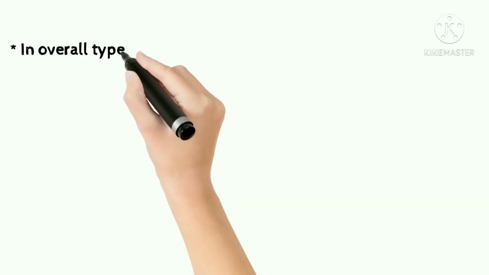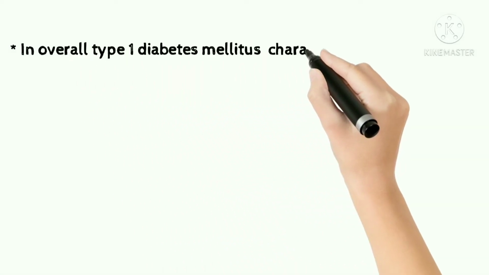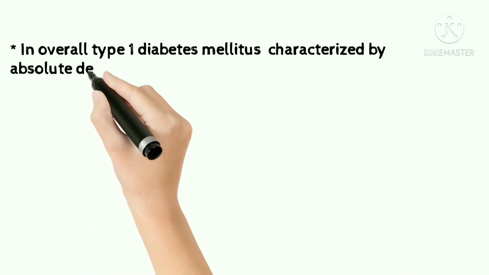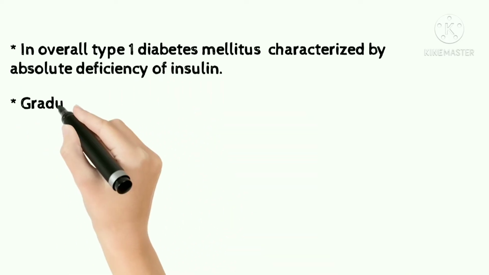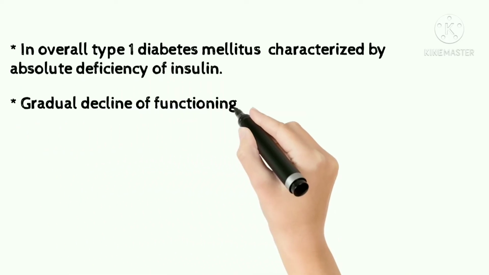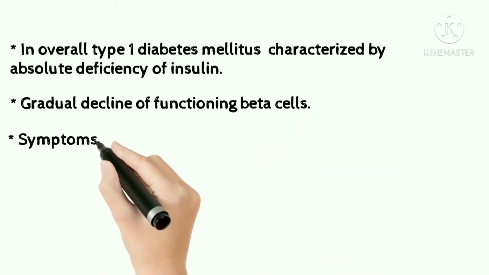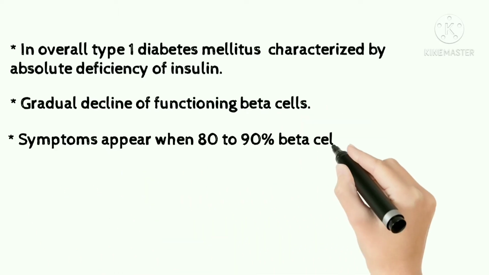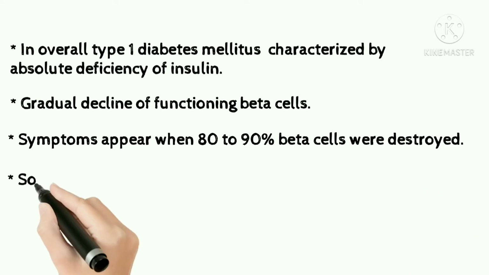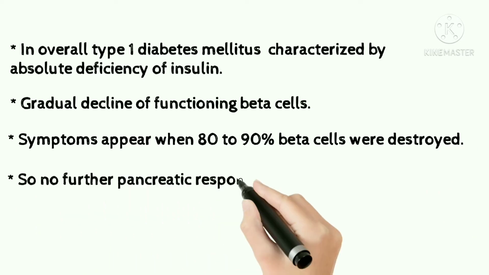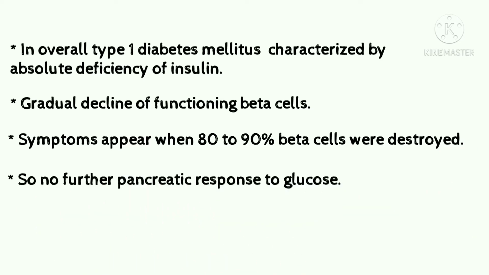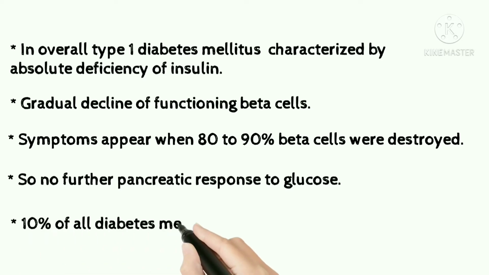Overall, type 1 diabetes mellitus is characterized by absolute deficiency of insulin and gradual decline of functioning beta cells. Symptoms appear when 80 to 90% of beta cells are destroyed, so there is no further pancreatic response to glucose. Type 1 diabetes mellitus is 10% of all diabetes mellitus.